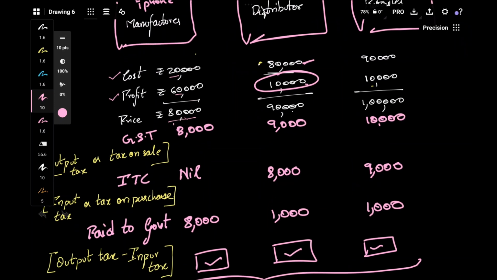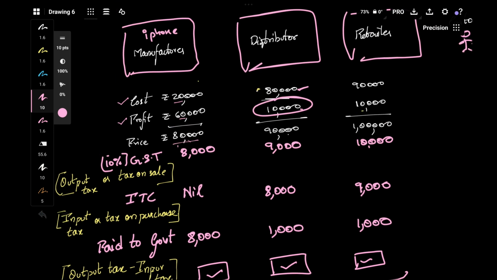Now the government will come into the picture and ask for GST from them. GST of 8,000 is levied on them, that is nothing but 10% GST. So here, the manufacturer is selling this good for 80,000 to the distributor, and the government is taking 8,000 tax on this sale.